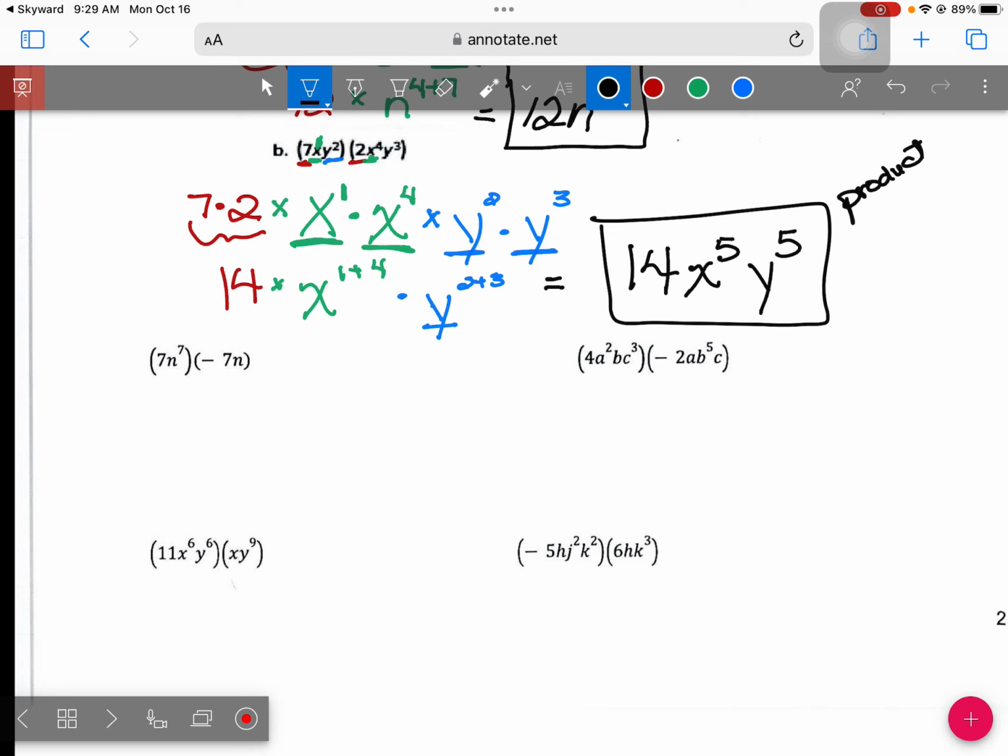You got a positive times a negative is going to give you a negative, yep. And then it's correct.